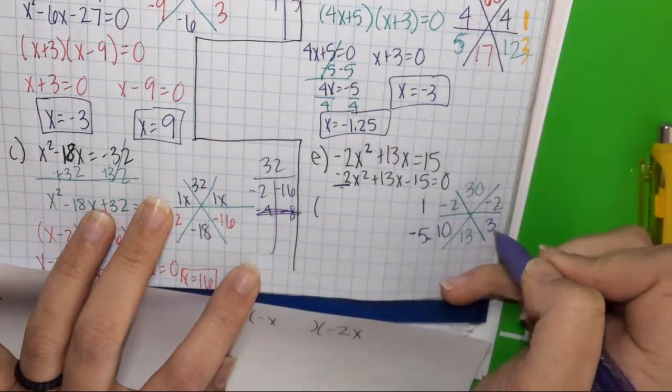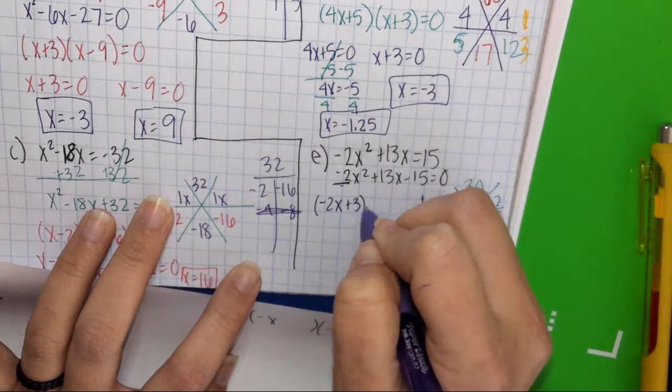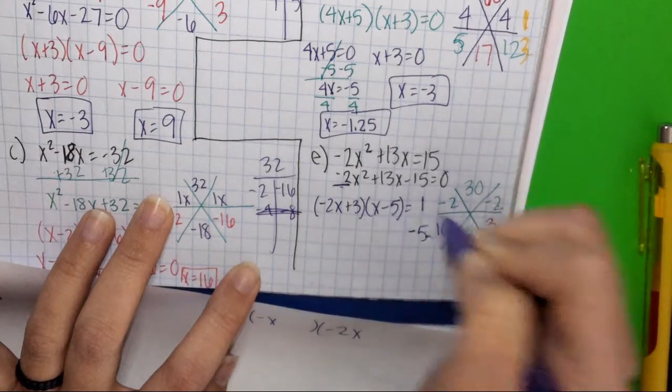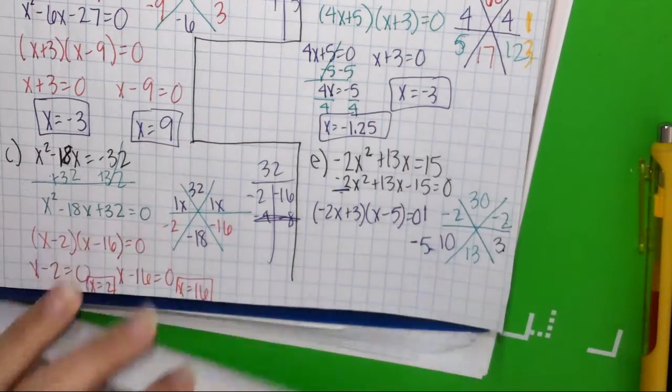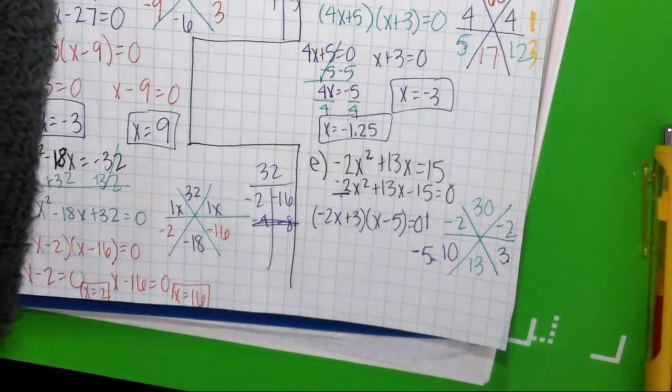It would be negative 2x plus 3 and x minus 5 equals 0. All right, separate them, solve it, tell me what my solutions are.